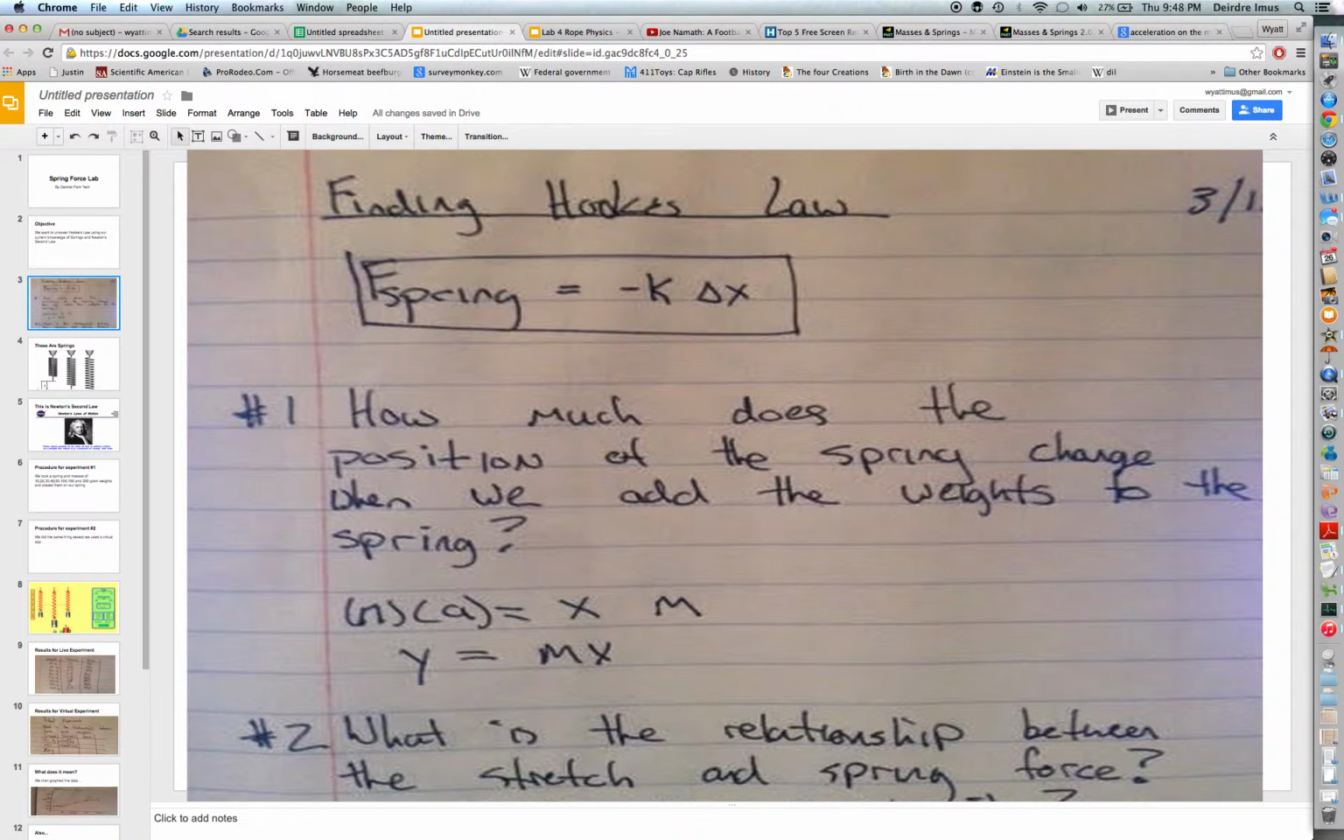We really wanted to find Hooke's law, and our two questions to try to uncover it were: how much does the position of the spring change when we add weights to the spring? And what is the relationship between the stretch and the spring force?